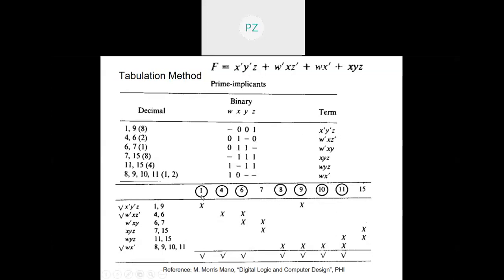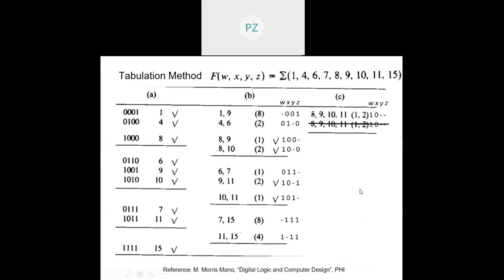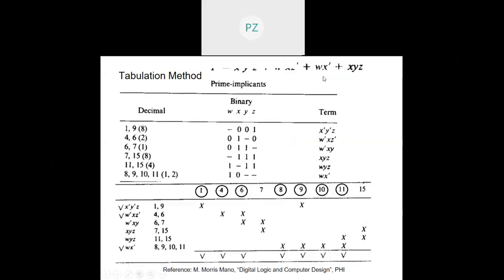I'll write all the min terms that I had to cover there: 1, 4, 6, 7, 8, 9, 10, 11, 15. So I'll write x dash y dash z and what all it covers. It covers 1 and 9, so I'll cross here 1 and 9. They have been covered by this prime implicant.